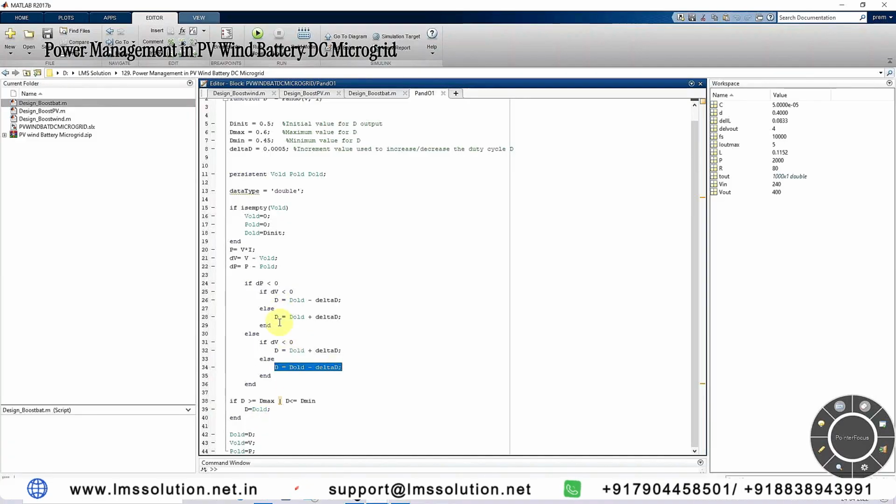After calculating the duty cycle, you have to check whether the duty cycle value is in between D max and D min. If it is not in between D max and D min, you just maintain the previous instant duty cycle. After doing this, next you have to overwrite the previous instant values with the current instant values. That's why we are doing this calculation: D old equal to D, V old equal to V, and P old equal to P. This will keep on executing to extract the maximum power from the PV.